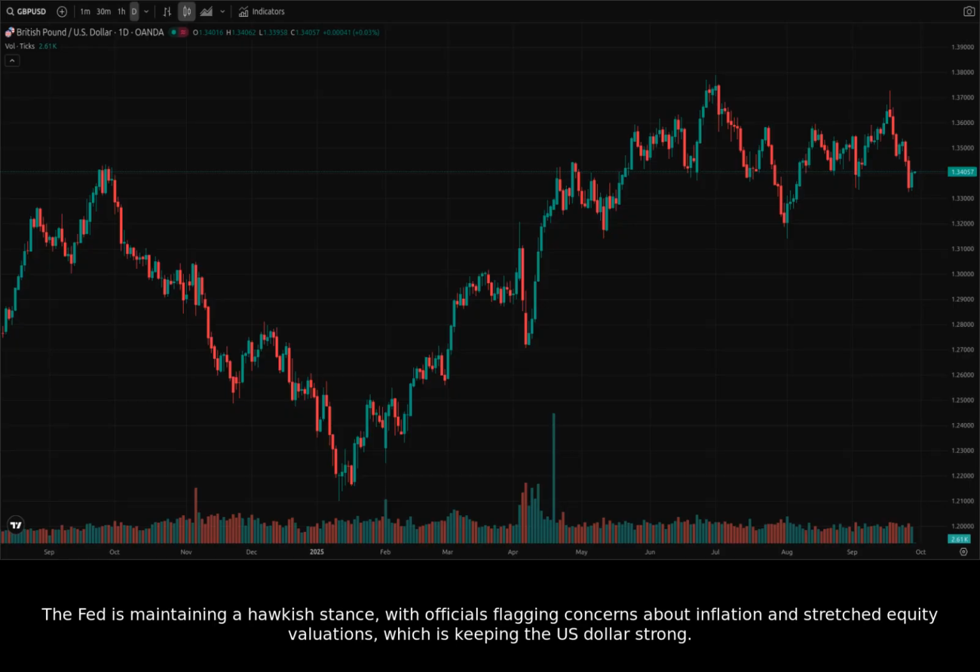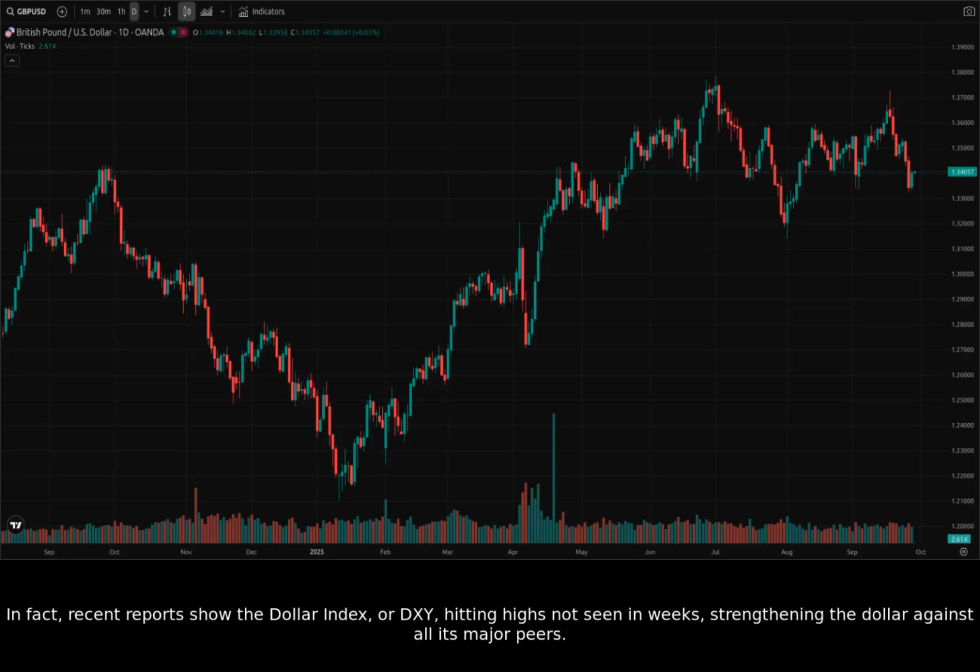The Fed is maintaining a hawkish stance, with officials flagging concerns about inflation and stretched equity valuations, which is keeping the US dollar strong. In fact, recent reports show the dollar index, or DXY, hitting highs not seen in weeks, strengthening the dollar against all its major peers.